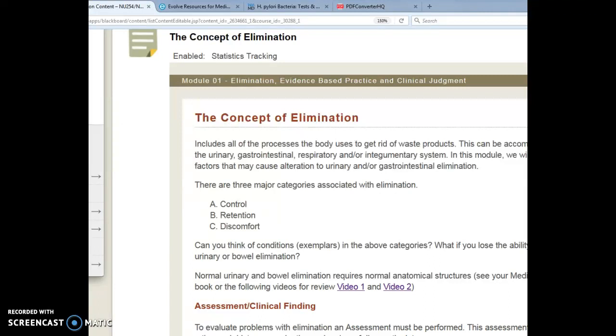In regards to retention, I think about retention of urine. That's a big reason why individuals end up with a Foley catheter, because they are retaining so much urine, causing discomfort in their body, causing fluid overload in their body, and we do have to release that so that we can then intervene with those issues that they're currently having.